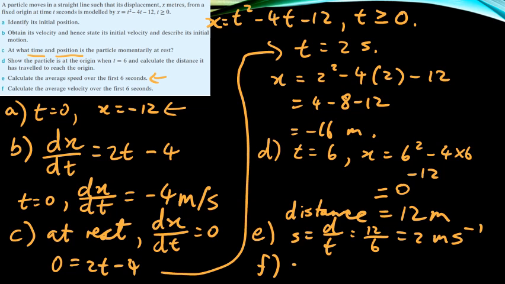F. Now we use the velocity one. So we're going from 0, and we started off at minus 12, so minus 12 over 6, giving us also 2 meters per second. And yeah, any questions? This one's fairly straightforward, I'm hoping.